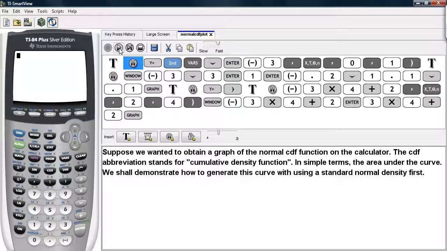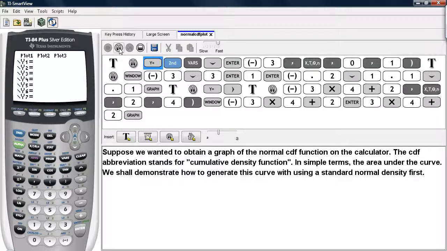Suppose we wanted to obtain a graph of the normal CDF function on the calculator. The CDF abbreviation stands for cumulative density function, and in simple terms, this refers to the area under a density curve. We shall demonstrate how to generate this curve by using a standard normal density first.